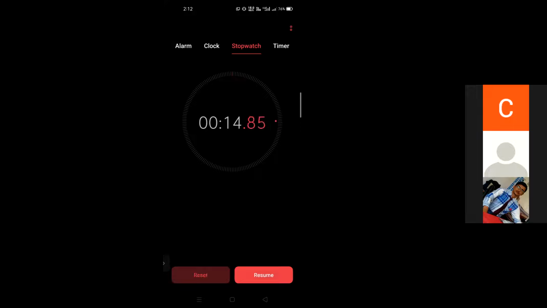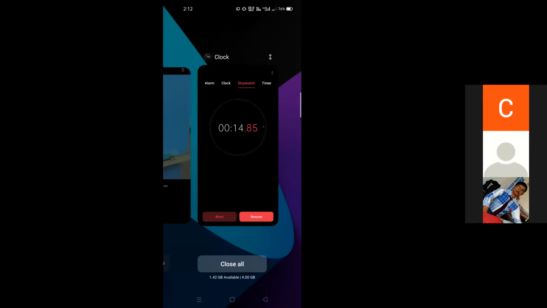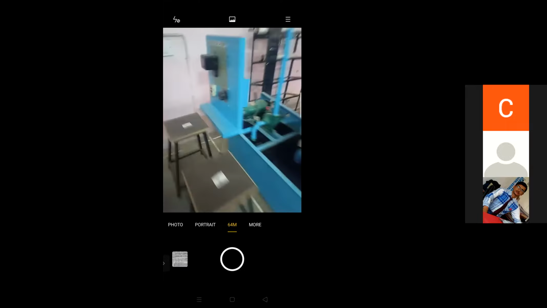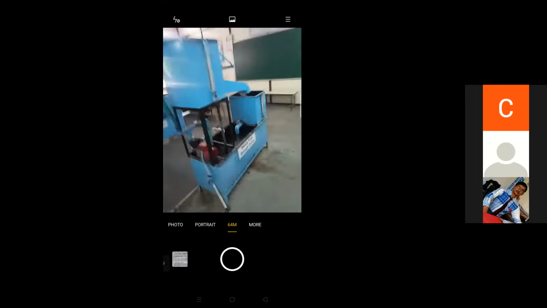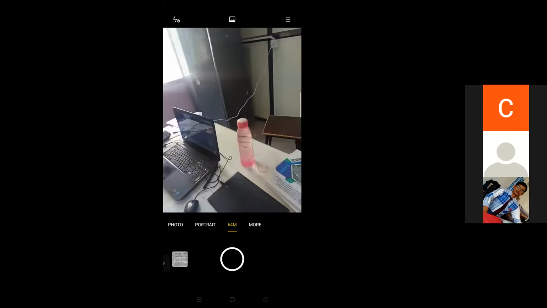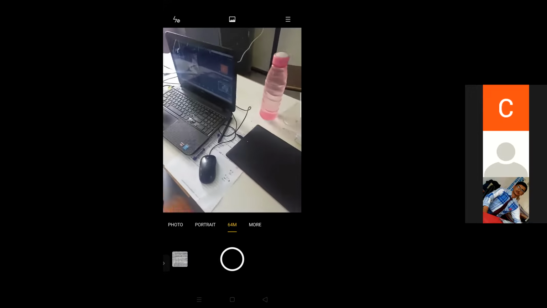So it has come, the time is 14.85 seconds. Now I will close the pump as it has become somewhat hot. So 3 readings we have taken, right? For these 3 readings, you will find out the hydraulic coefficients for this orifice.